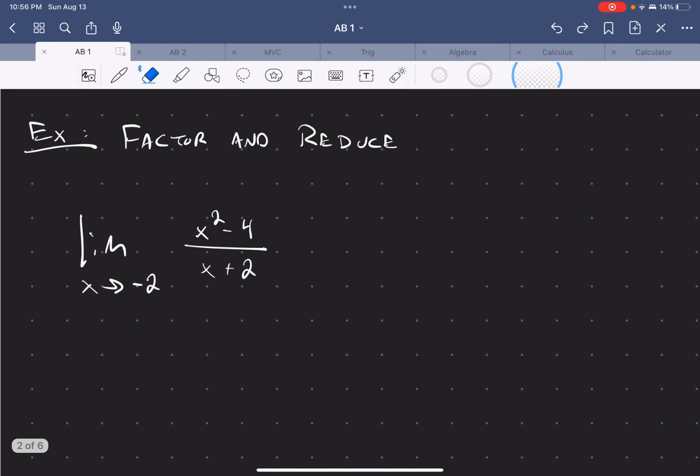I'm basically going to teach you one method now, and then I'm going to teach you another method in a couple of months. That's because the other method is called L'Hopital's rule, and you need to know derivatives in order to do that. So it's going to be a while until you see that. So you might just put a pin in this for now. But the one method you can do without using L'Hopital's rule is called factor and reduce.